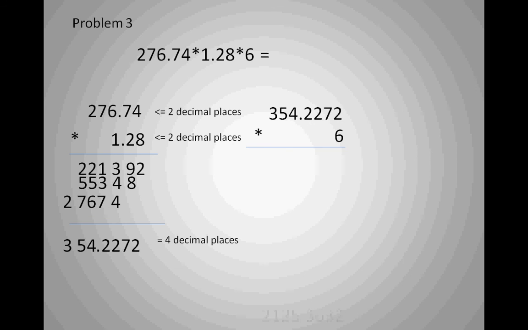Then take this number to multiply by 6. And the answer will be 21253632. And how many numbers are there after the decimal point again? There are 4 decimal places in the first number and 0 decimal places in the second number. Yep, so you have to move 4 decimal places from your right hand side to the left. And the answer will be 2125.3632.